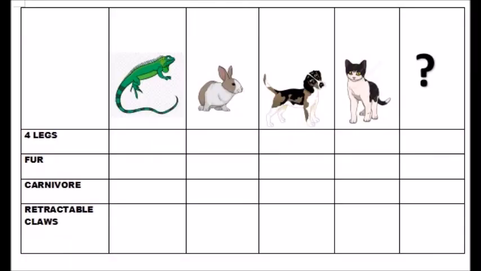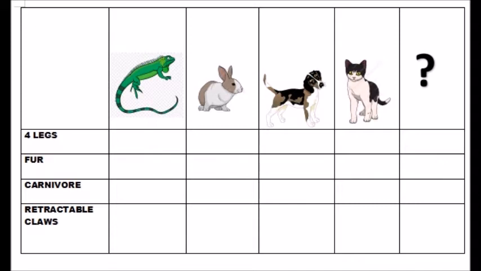Alright, so now here comes the part where you have to do some thinking. You'll notice that I've made that same table, and now I've put a question mark at the end. That question mark is your animal, the animal that you have been assigned. I want you to fill out this chart, this table, including your animal. What things does your animal have? Are you going to be able to check off the 4 legs, the fur, the carnivore, the retractable claw?